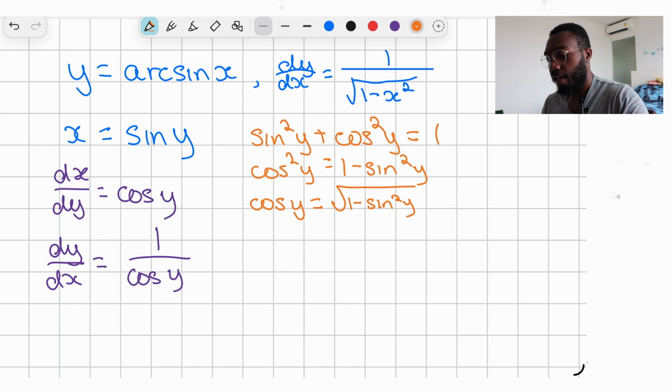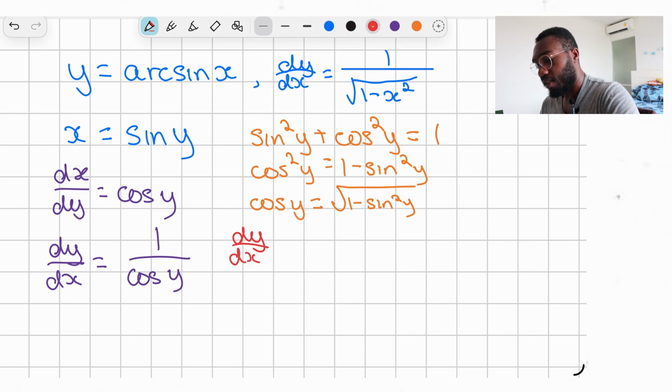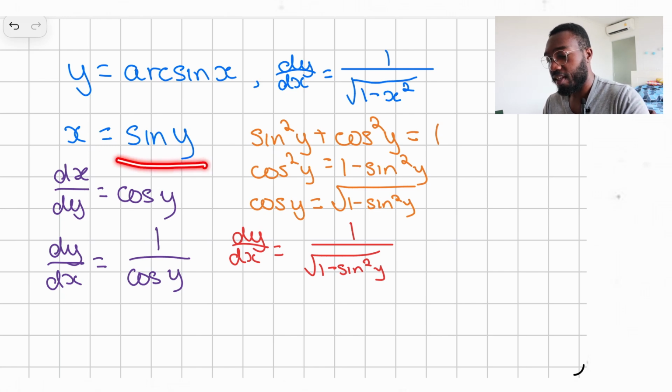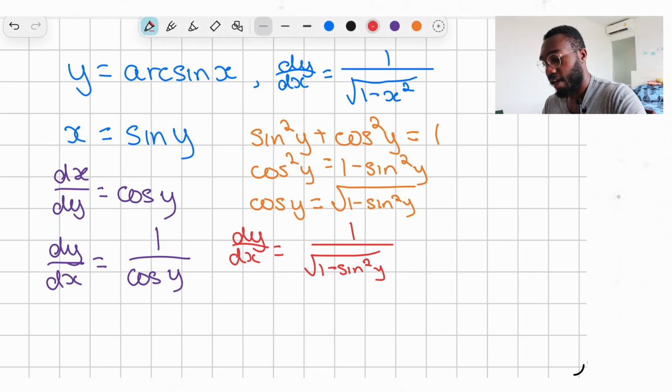You may be looking at that and thinking, how does that help us? Well, if we were to write that in, we would get dy over dx is equal to 1 over the square root of 1 minus sine squared y. And why does that help us? Because over here we have x is equal to sine y. So if x is equal to sine y, that must mean that x squared must be equal to sine squared y.